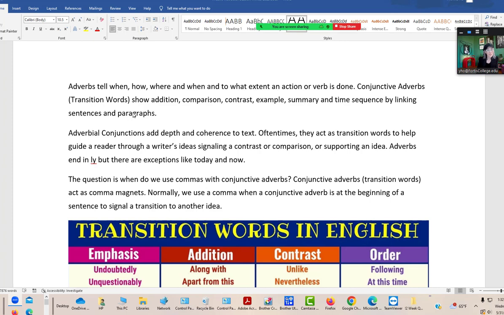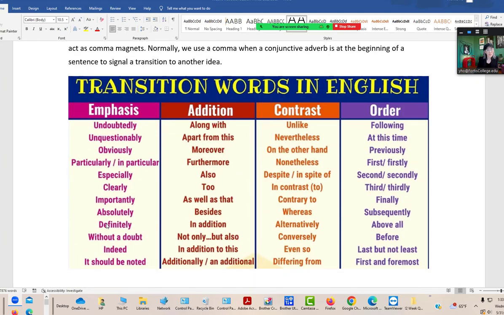The question is, when do we use commas with conjunctive adverbs? Another way of saying conjunctive adverbs is transition words. And so conjunctive adverbs act as comma magnets. Normally we use a comma after a transition word in order to say that we're going to transition to another idea.